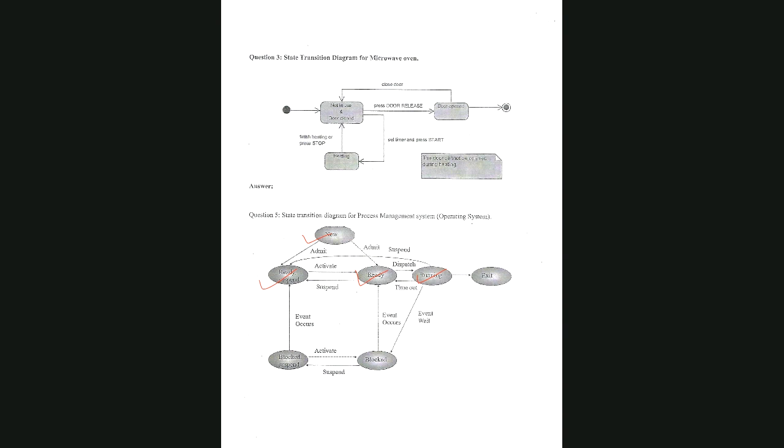So a process will go from running to block, event wait. When the event occurs again, it will not go directly to running, it will go to the ready state. Now I'm asking you one important question from this. Tell me, is it possible for a process to go from block state to running state? Answer me. Is it possible to move a process from block state to running state? Any answer?